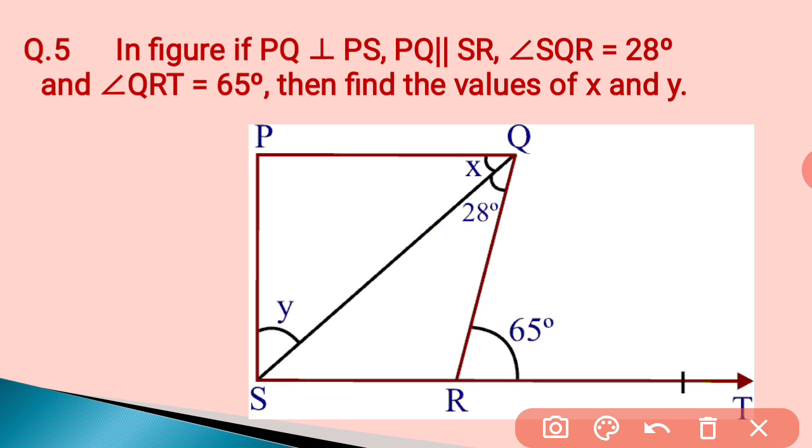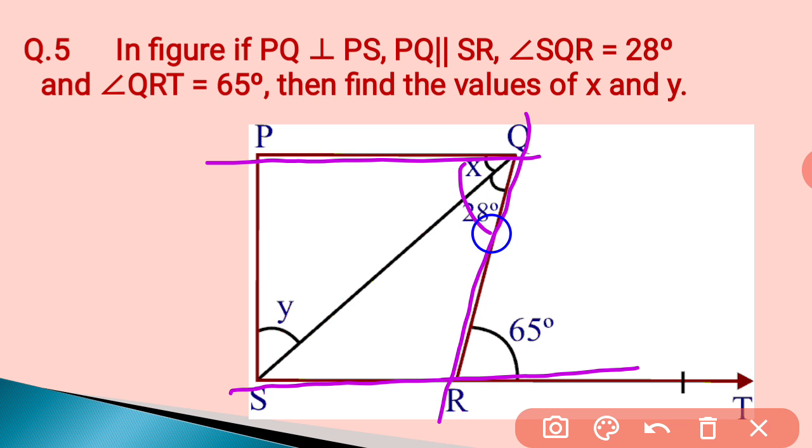Here we are told that PQ and SR are parallel. So let us consider the transversal QR. In that case, angle PQR and angle QRT will be alternate interior angles, and because the lines are parallel, these alternate interior angles will be equal. This is what is known as the alternate interior angle theorem. So let us use it and get the value of X.